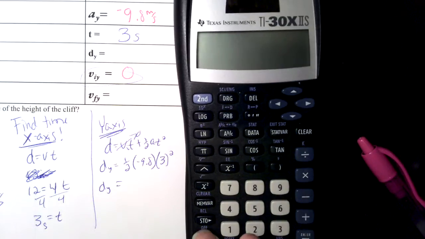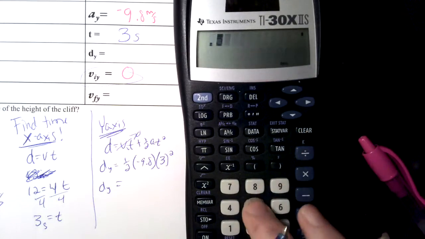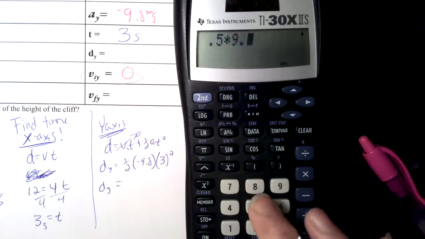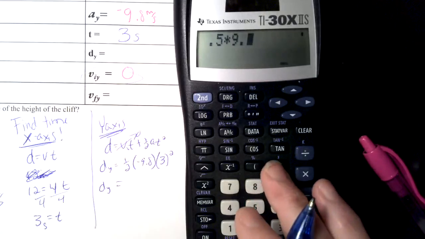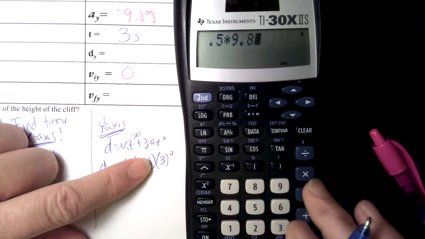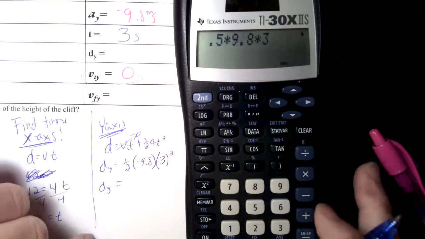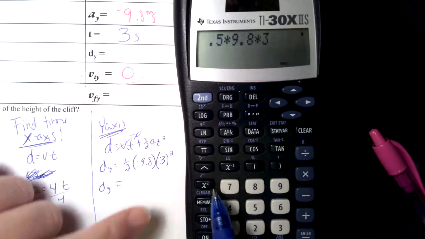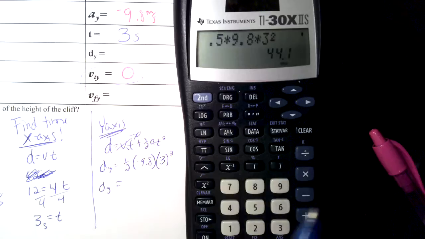Clear it. 0.5 times 9.8. I know it's going to be negative because it's going down, but whatever. 9.8 times 3, and then I hit the squared button. It's right there. Equals.